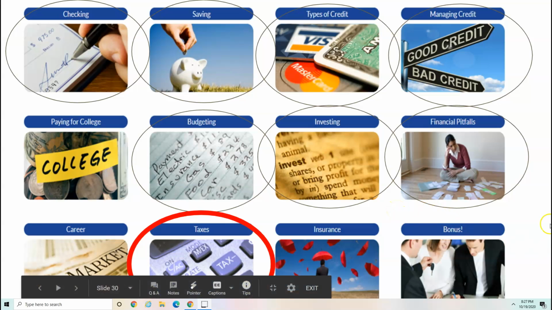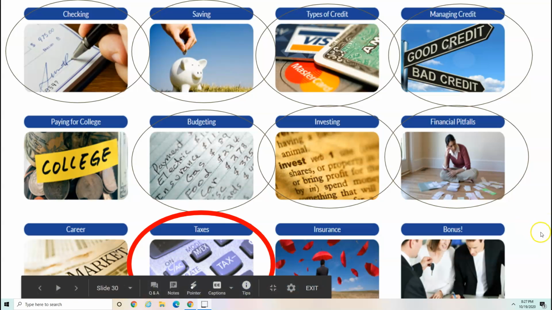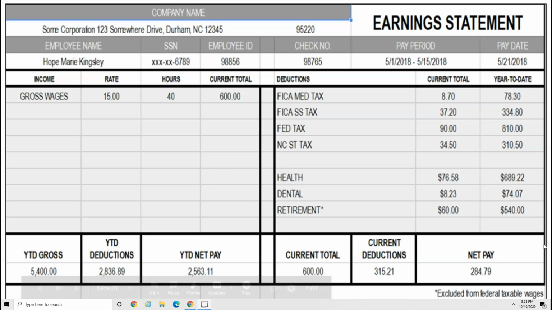So the circle topics are the ones we've covered in class, and we've now moved on to taxes as of yesterday. I'm going to do a little bit of a review and a little bit of new information. So yesterday we talked in detail about how to read a pay stub.